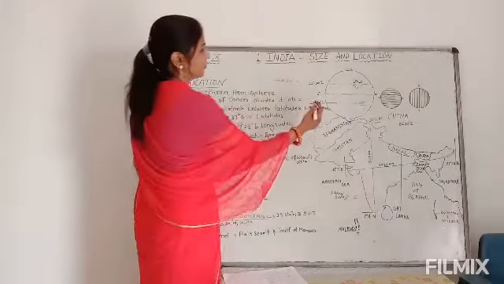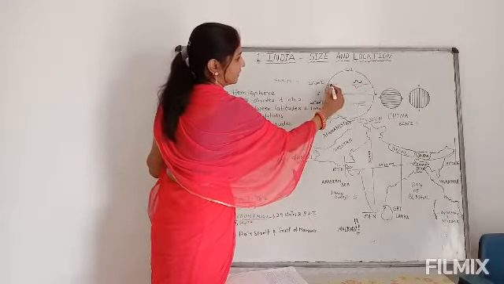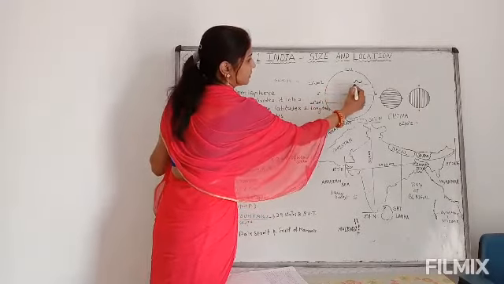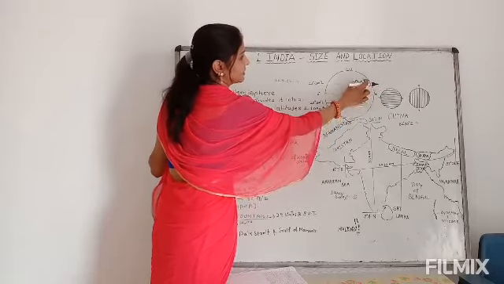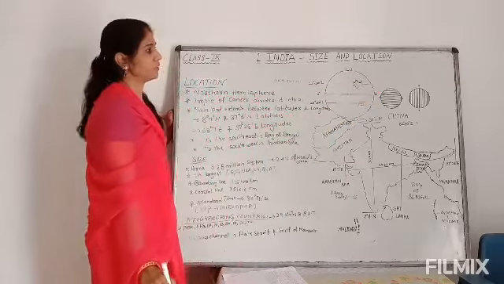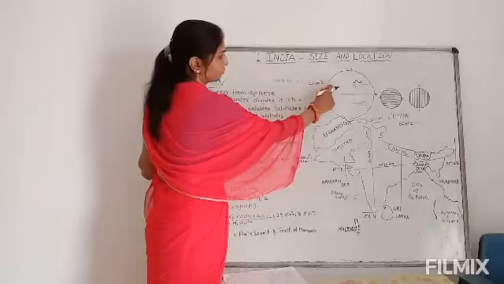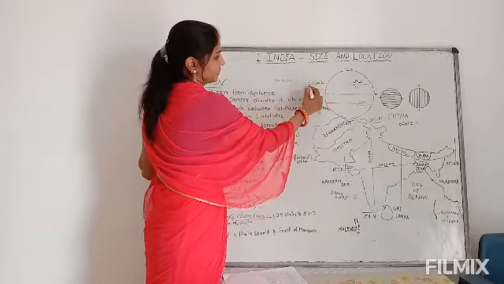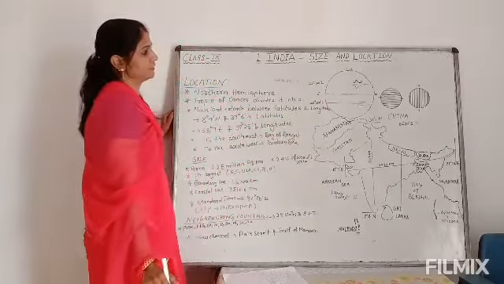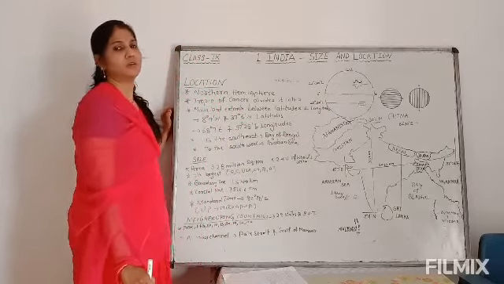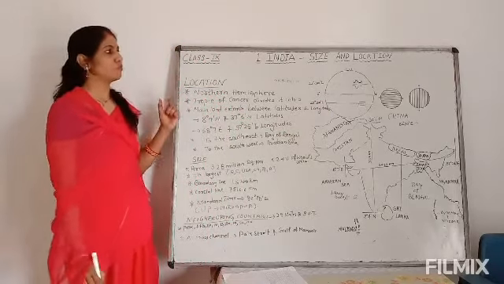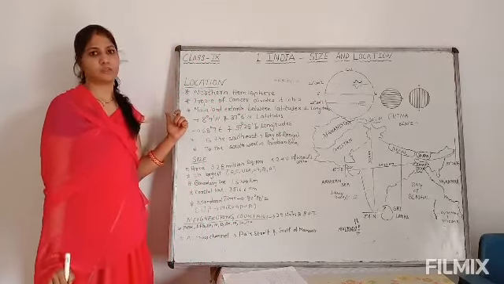Secondly, the Tropic of Cancer is the line that passes through the center of India and divides India into two equal parts. This Tropic of Cancer is measured at 23°30' latitude. Now we have to know first what is latitude and longitude.